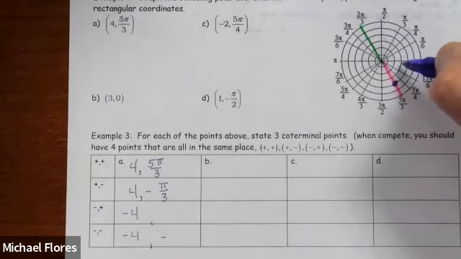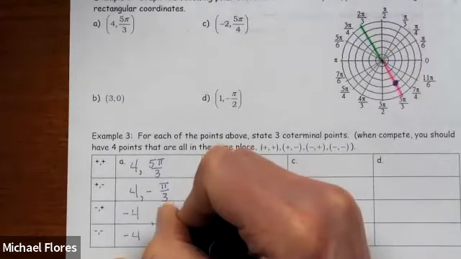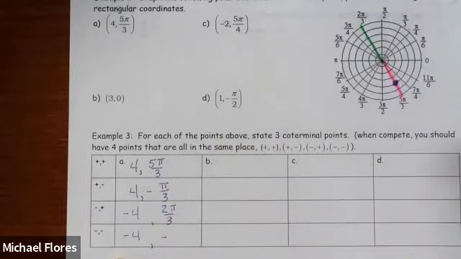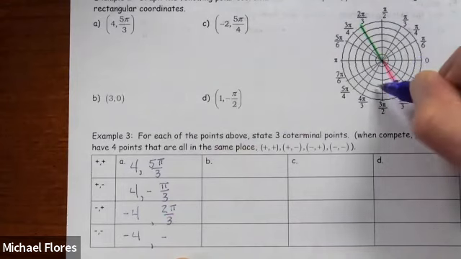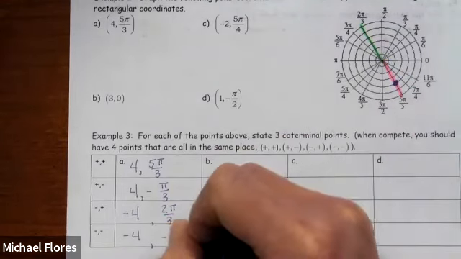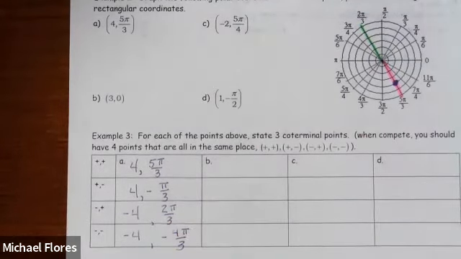That rotation from here to here, that's 2 pi over 3. That's positive. So this one's going to be 2 pi over 3. And then if we were to go in the negative direction from here to here, that direction would be -4 pi over 3. So those are your answers for example A.